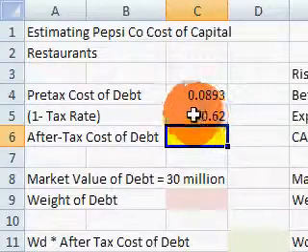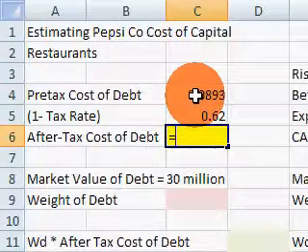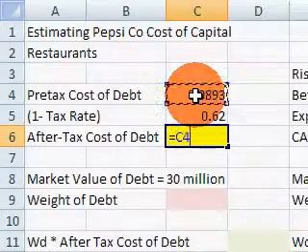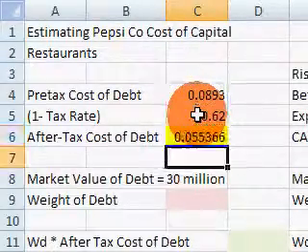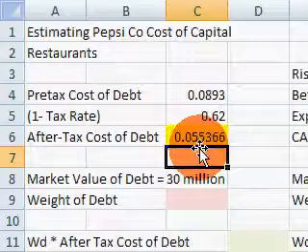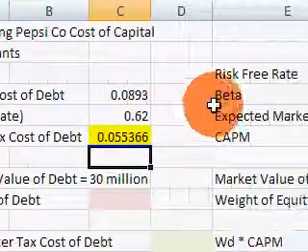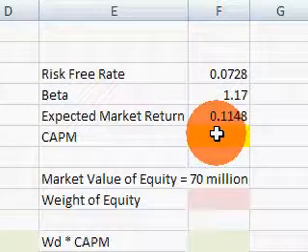So, 38% tax rate. Next, we're going to say equals 0.0893 times that 0.62. This is what's known as the after-tax cost of debt, about 5.54% if we look on page 348. Next, we need to calculate the required return on the equity, and that's the CAPM model.